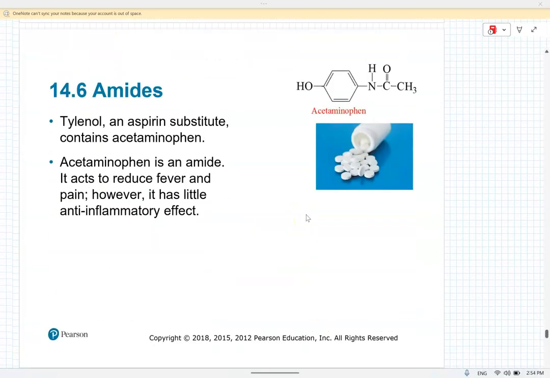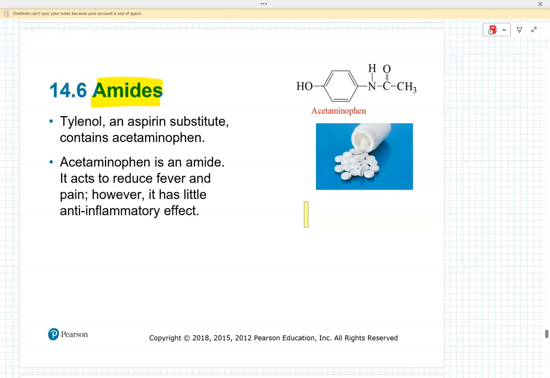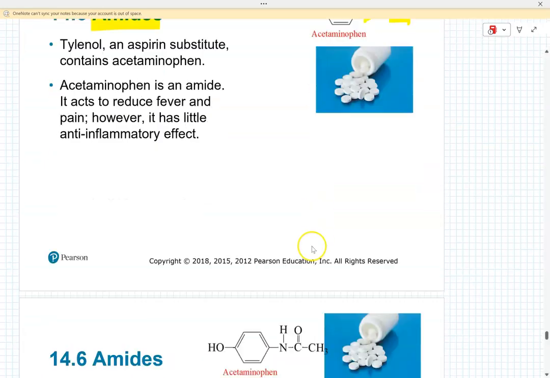Okay, now what we were talking about were amines. Now we're going to talk about amides. So an amide is a structure similar to an ester, but when an ester is formed between a carboxylic acid and an alcohol, an amide is formed by a carboxylic acid and an amine.